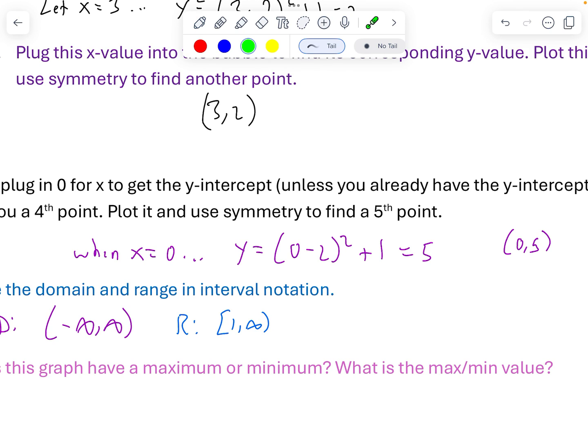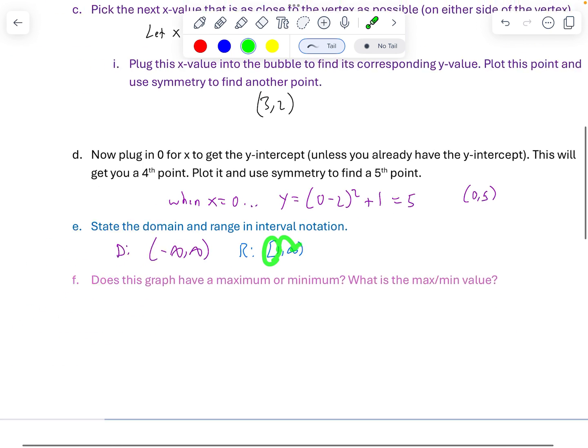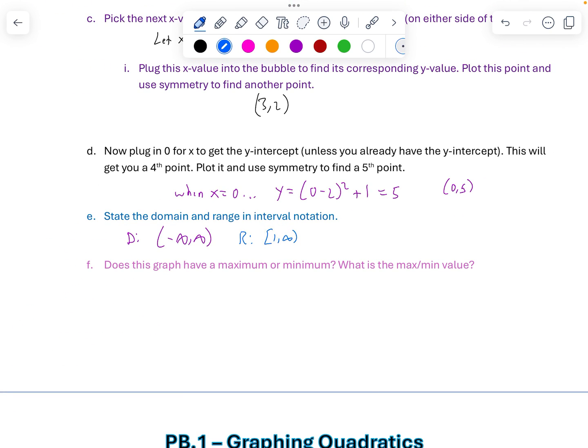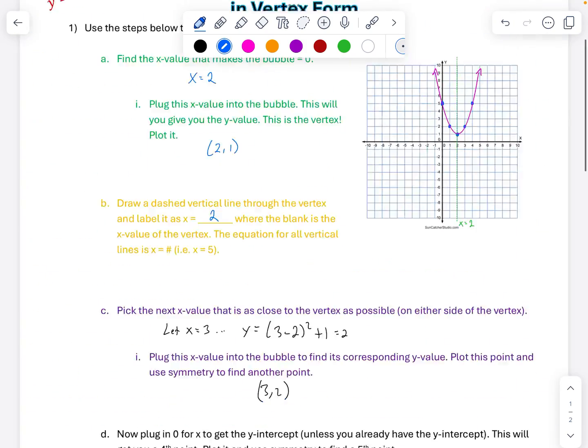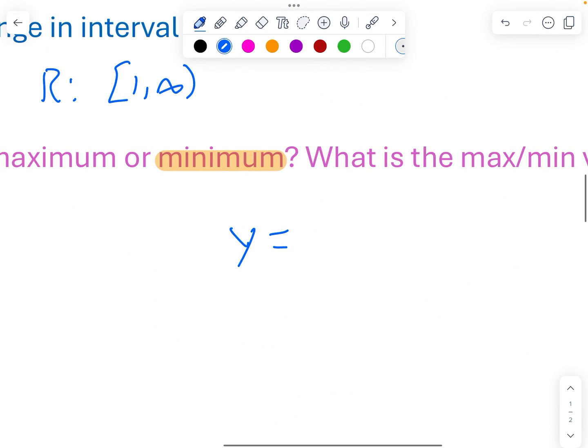The range always involves either infinity or negative infinity. So you either start at a number and go up forever, or it goes down forever and you stop at a number. And then once again, on this graph, we have a minimum, and the minimum value is y equals whatever the y value of our vertex is, which is 1. So that's the minimum value. y equals 1 is the min.